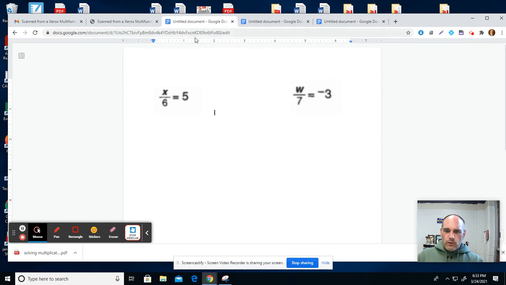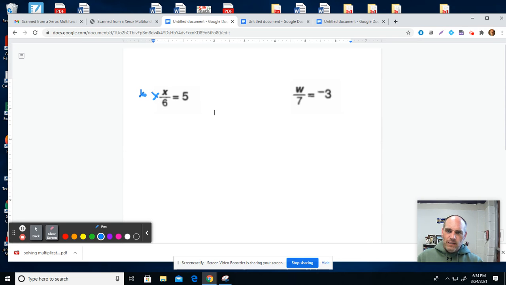All right, our third and final type is like this, where I have a letter on top and a number on the bottom. Now, I don't want you to memorize how to do these three parts. I want you to be able to think your way through what we can do to get this letter all by itself. So here's where I'm going to be a little sneaky. Since there's a 6 on the bottom, I'm going to multiply it by 6.